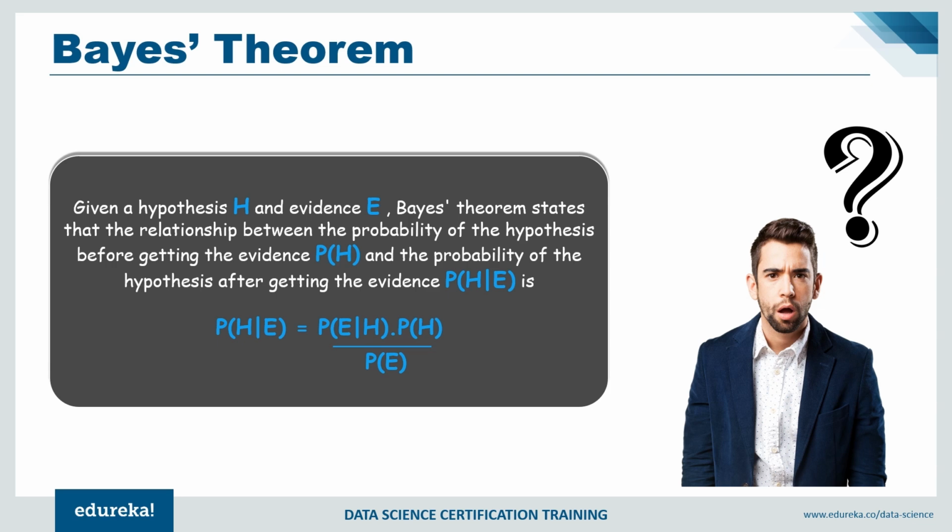Given a hypothesis H and evidence E, Bayes' theorem states that the relationship between the probability of the hypothesis before getting the evidence, P(H), and the probability of the hypothesis after getting the evidence, which is P(H|E), is P(E|H) times the probability of H, divided by the probability of E. Which means it's the probability of the evidence given the hypothesis, times the probability of the hypothesis, divided by the probability of the evidence.